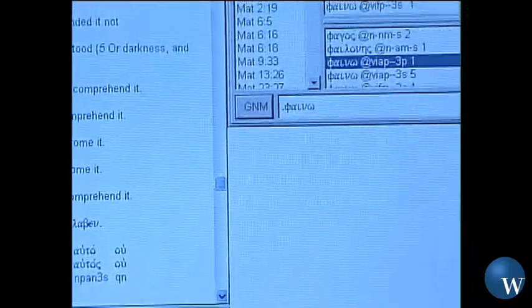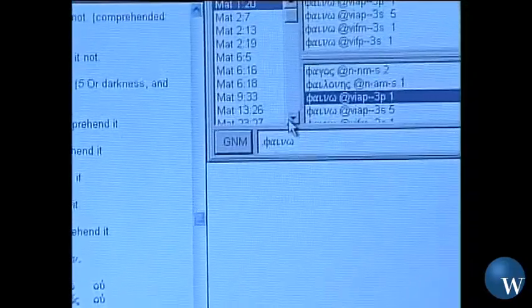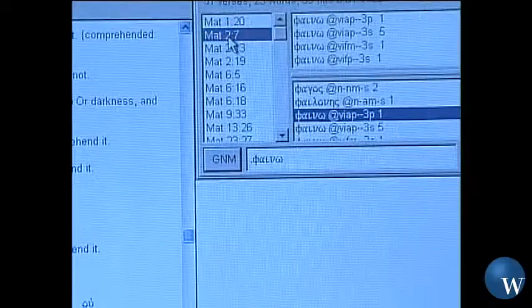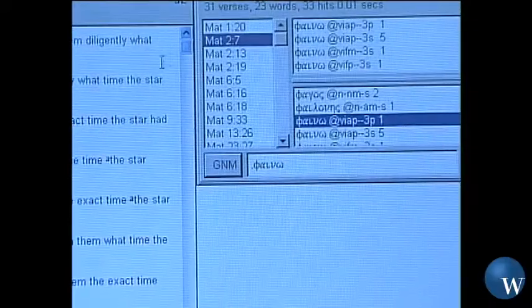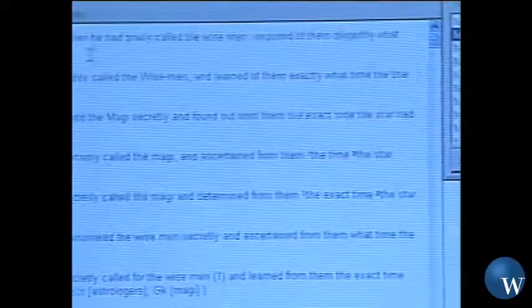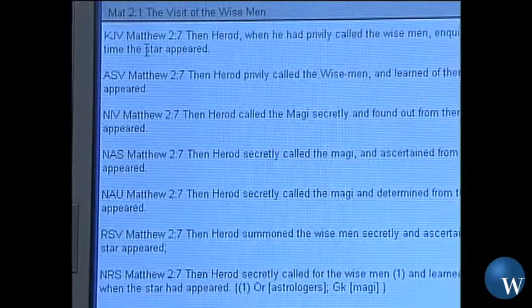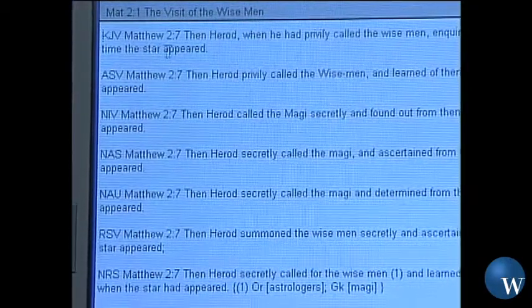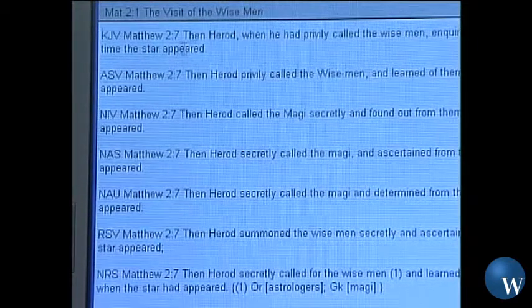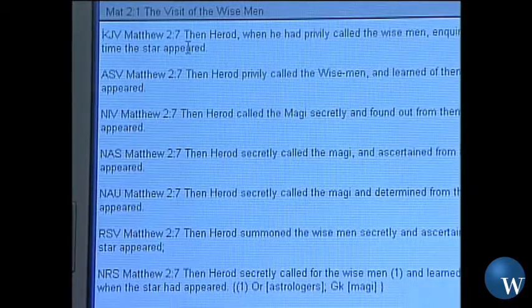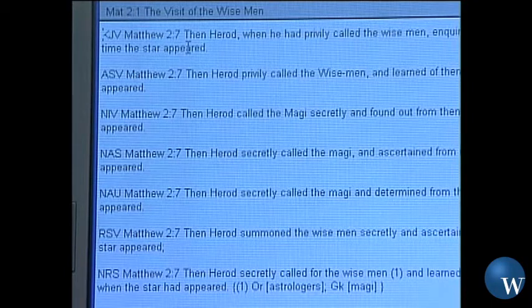Shows me all the places where that word phino is used. So if I just click on Matthew 2:7, automatically my screen changes over here, and I see: "Then Herod, when he had privily called the wise men, inquired of them diligently what time the star appeared," and there's the word phino. It's appeared in English, but it's the same Greek word as what we were looking at a moment ago as the light shined. It appeared here, translated appeared.